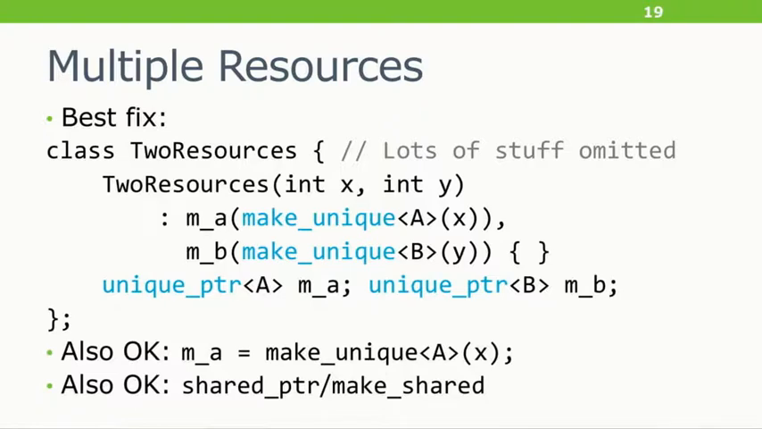So the best fix is to use individual smart pointers. In this case, I'm showing unique_ptr and make_unique, because C++ does have a rule that when a constructor exits with an exception, the destructor will not be invoked. However, all of its fully constructed data members and base class subobjects will be destroyed in the reverse order of their construction. So in this example, if the construction of B throws, then TwoResources won't be destroyed, but its fully constructed member_a will. And unique_ptr has a destructor, so it will free the A and everything is good.